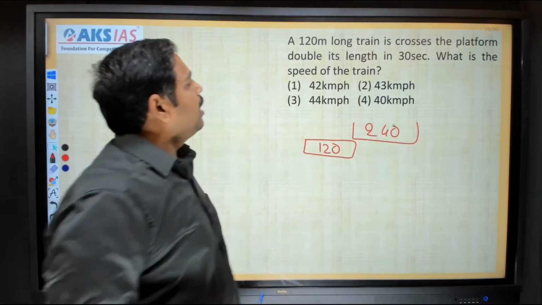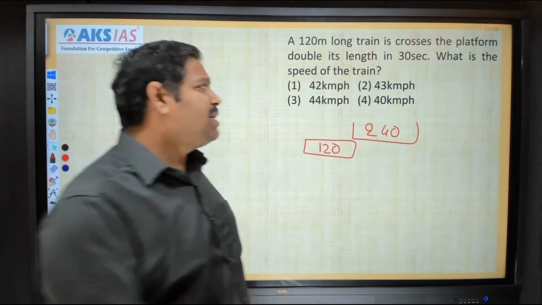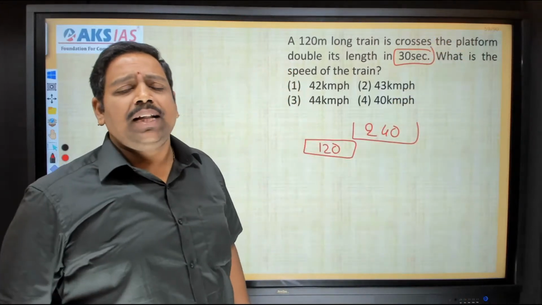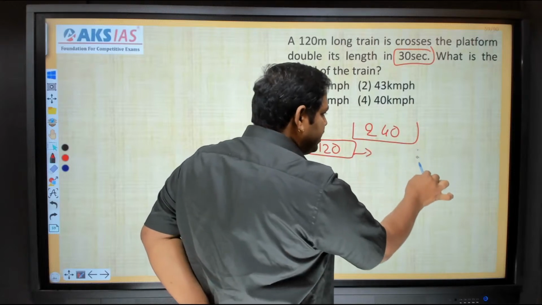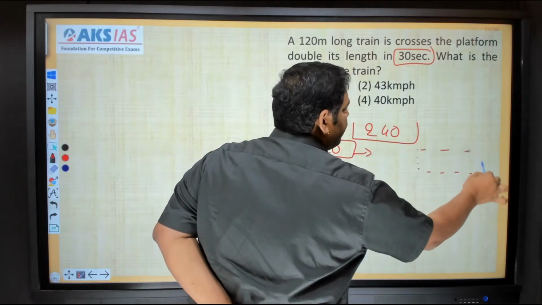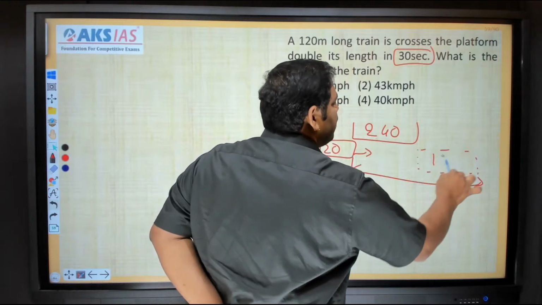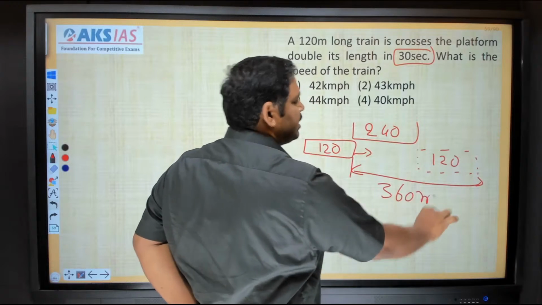What it is doing is crossing the platform, right? In how many seconds is it crossing? In 30 seconds. Crossing means the train has to come like this. So the distance it has covered is the length of the train plus the length of the platform, that is 360 meters.